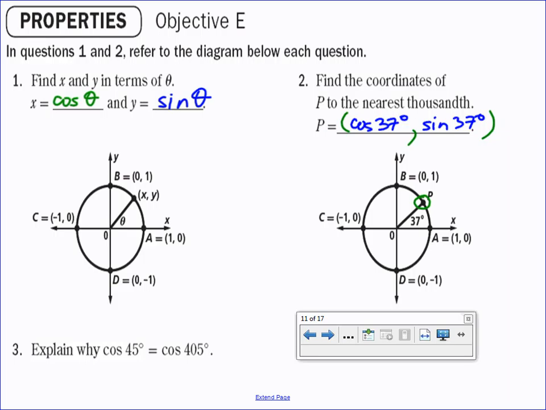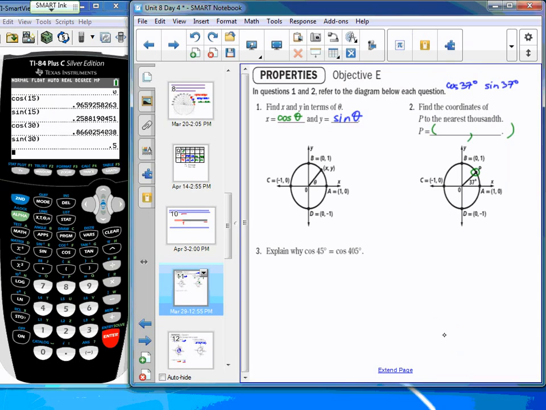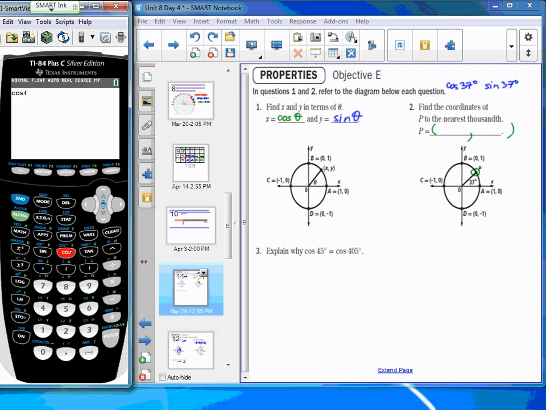To get those values, I'll simply put this in my calculator. I'll do the cosine of 37 degrees and the sine of 37 degrees. I'm getting about 0.799, and about 0.602. Do those values seem reasonable based on the picture? Yeah, I expect a positive x-coordinate and a positive y-coordinate, and the x-coordinate will be a little bit larger because the horizontal leg length is a little bit longer.